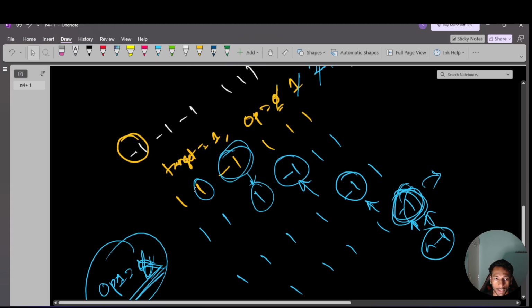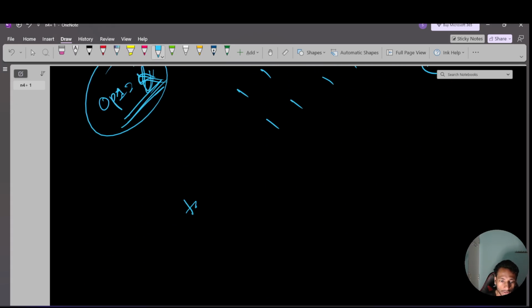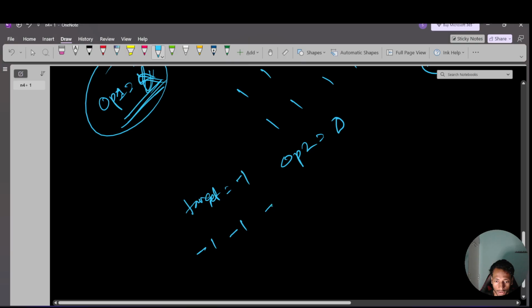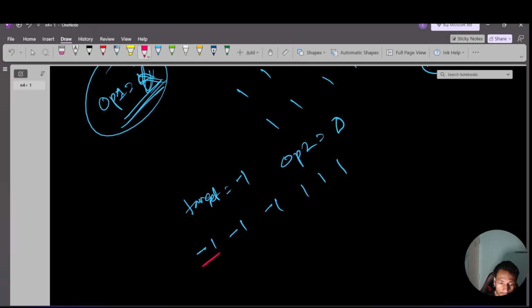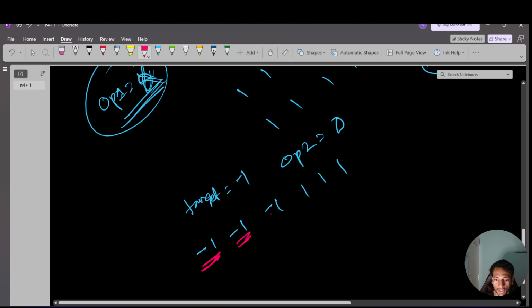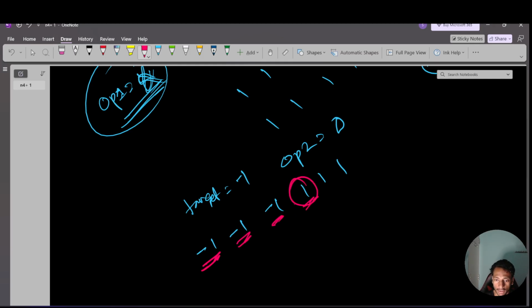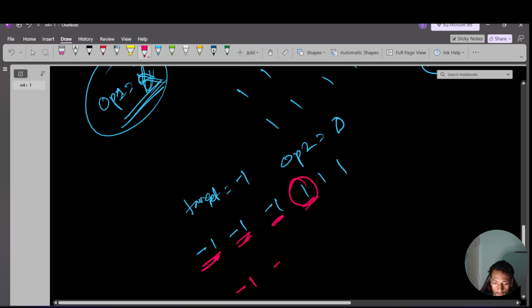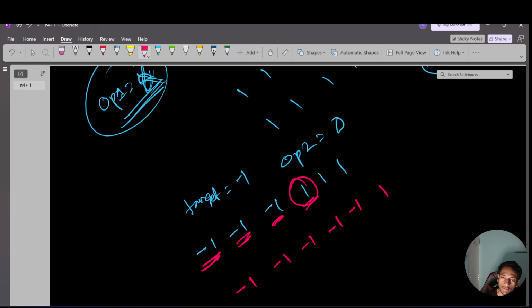Okay. Similarly, I will check when our target is to convert all the numbers to -1, and operation 2 will initially be 0. This is the initial array. Now you can see that this is -1, okay, this is our target, this is also -1, this is also -1. Now this is 1, so I have to do the operation here. So our array will look like -1, -1, -1, this is also -1 and 1. Got it? And our operation count will increase by 1.